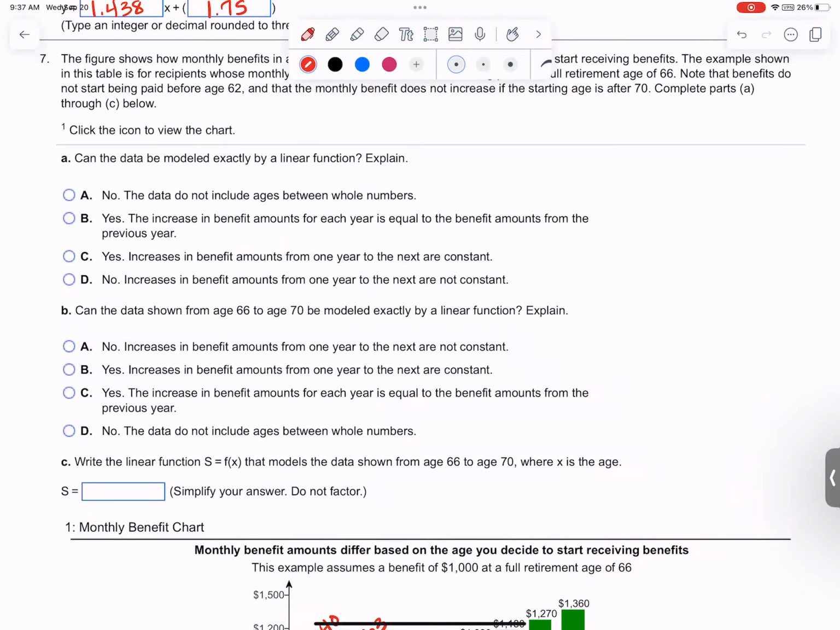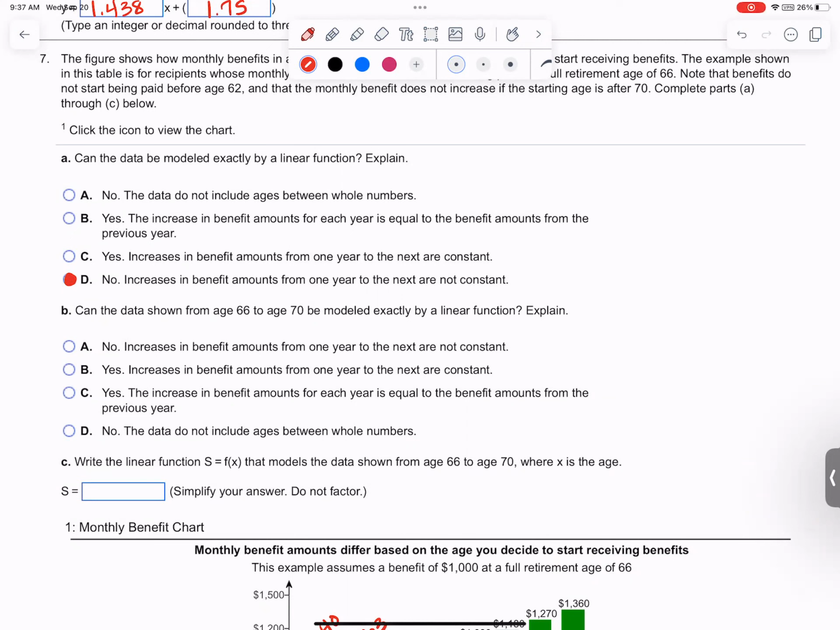No, the data do not include ages between whole numbers. But who cares? So what's the other no? No, increases in benefit amounts from 1 year to the next are not constant. That is the reason it cannot be modeled exactly by a linear function.